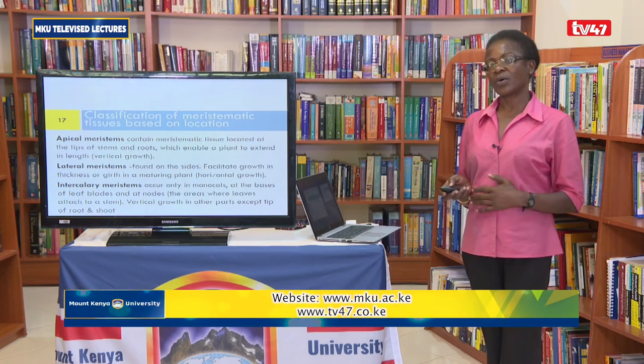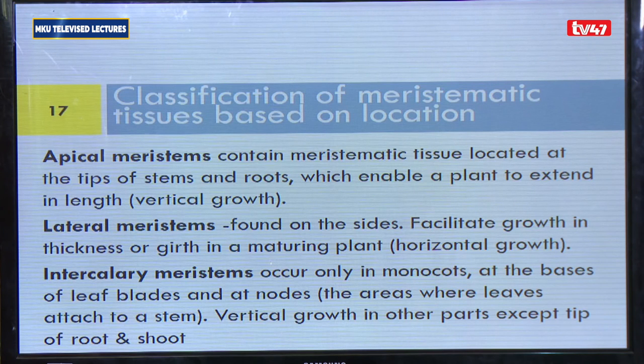And then we've got the cork cambium. Cork cambium is a type of lateral meristem that is found just beneath the epidermis in the stem. So usually, it causes the thickening associated with the epidermis in the stem, and it is responsible for formation of the bark of the stem in the woody plants.